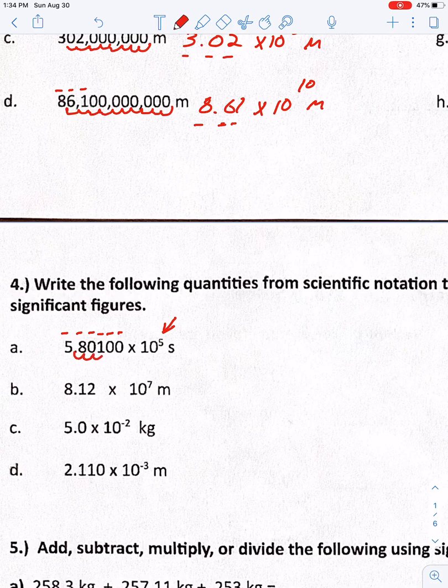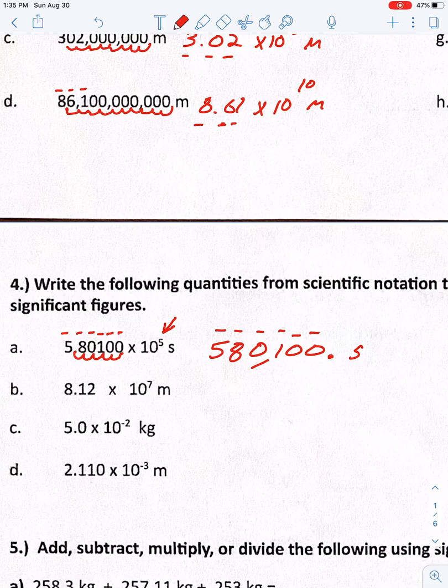1, 2, 3, 4, 5. So 580,100. Now, if I left it like that, I would get part of this wrong, because if I count my significant figures, I only have 1, 2, 3, 4, but I started with 6. So I need 2 more. So if I put a decimal here right at the end of that 0, these zeros now become significant. So that would be my answer. So do not forget to put a decimal there if you need to make 0 significant.